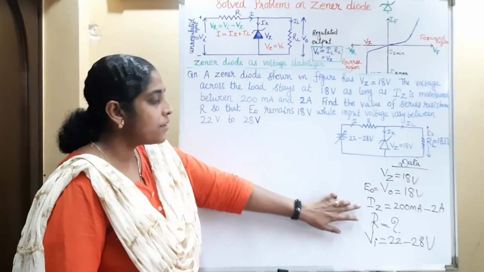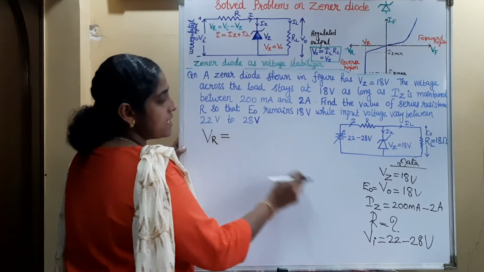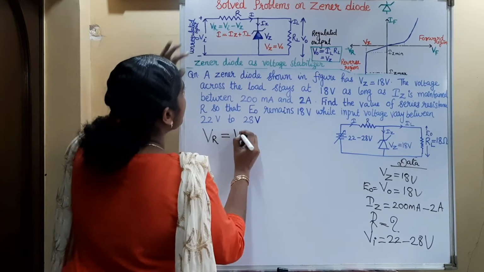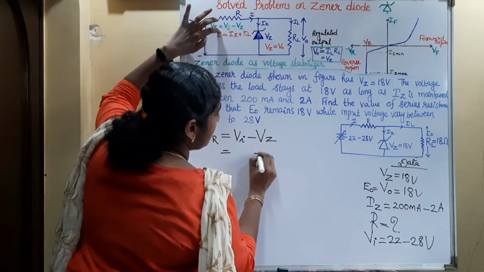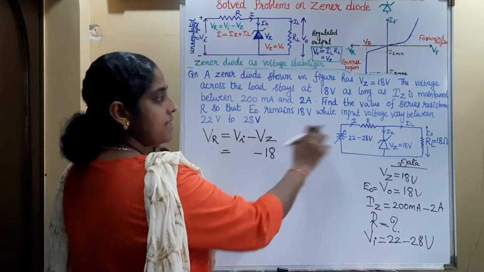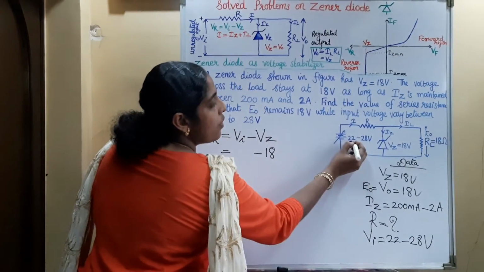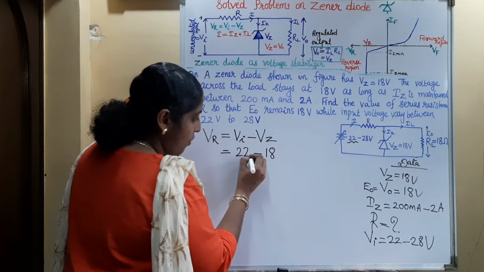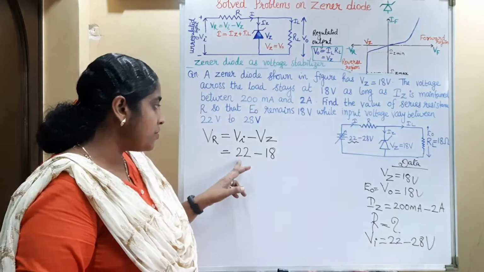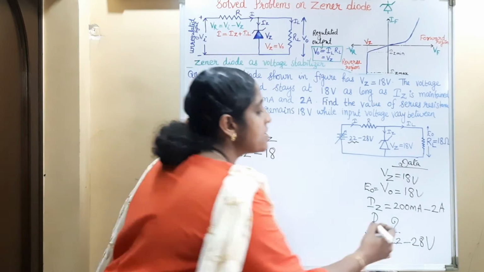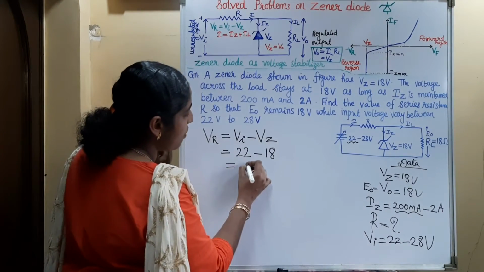To find the value of the series resistor, first we can find out the voltage drop across this resistance R, that is Vi minus Vz. Vz is a constant that is equal to 18 volt. Vi is varying between 22 to 28 volt. If you are taking the minimum value of the input voltage, 22 volt, then the current across the Zener diode will be minimum. If you are taking 22 volt here, then we have to consider the minimum value of the Zener current. Then it is equal to 4 volt.